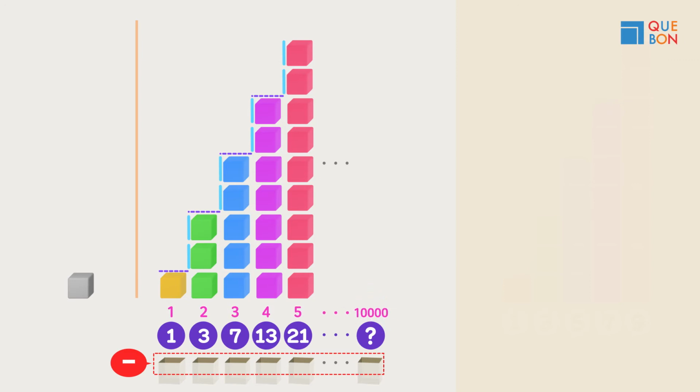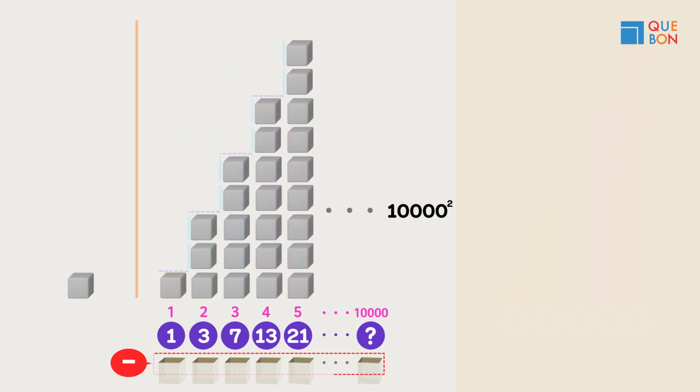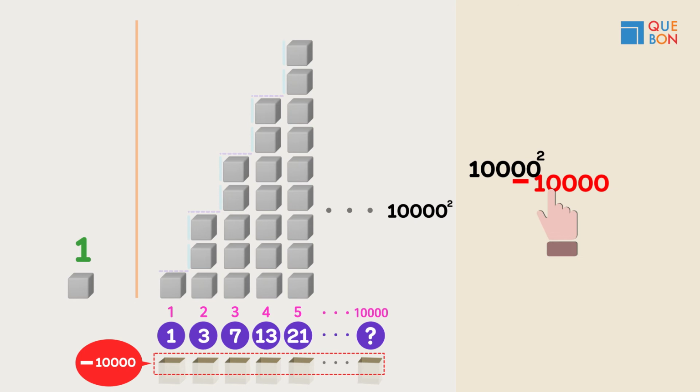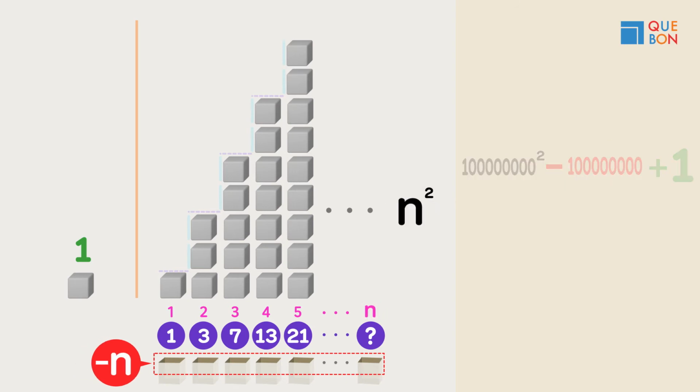We can count the total until the 10,000th number. If we add everything together, we get 10,000 squared. Below, we borrowed 1 cube each, a total of 10,000 cubes borrowed. So we subtract 10,000. We also removed 1 cube in the beginning, remember? Thus our final answer is 10,000 squared minus 10,000 plus 1. Then what's the 100 millionth number? How about the nth number?